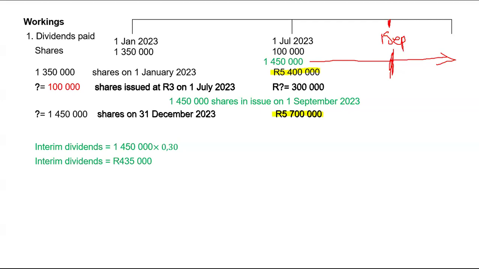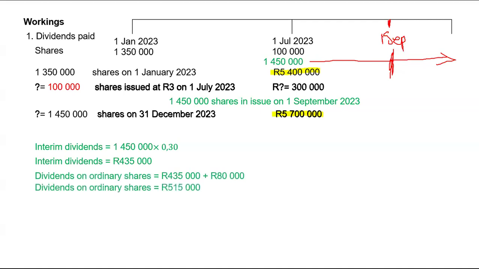Now, to calculate dividends paid, you can take this interim dividends and add them with last year's final dividends. You will get your dividends paid. Or you can just calculate your dividends on ordinary shares, which is your interim for this year plus your final for this year. Your final for this year was 80,000. Your interim for this year, we just calculated it. It's 435,000. 435,000 plus 80,000 will give you dividends on ordinary shares, which is 515,000.